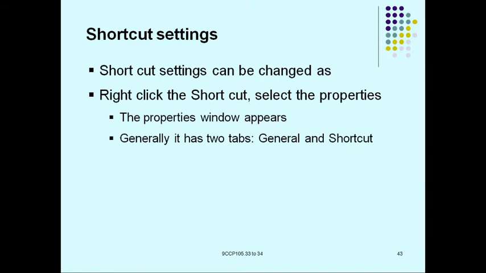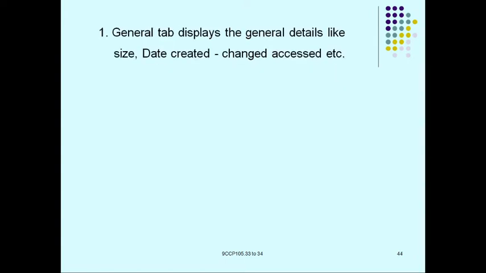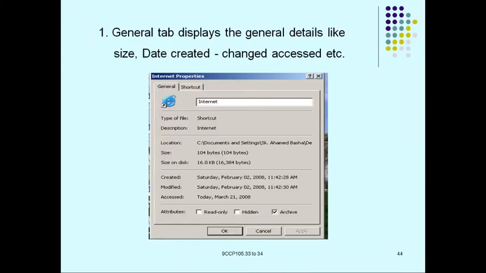Next, shortcut settings. Shortcut settings can be changed as follows: right click the shortcut, select properties. The properties window appears. Generally, we have two types of tabs, general and shortcut. The general tab displays the general details like size, date created, changed, accessed, etc.